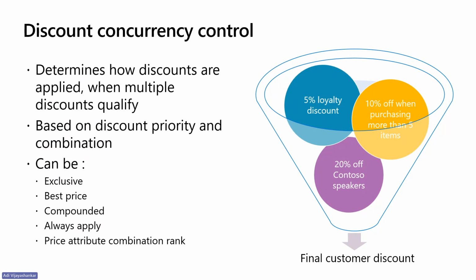Always apply discount ensures that the discount will always be applied, irrespective of other discounts applied. For this reason, these discounts are always applied last in the sequence. Price attribute combination rank discounts don't compete based on the price, but rather based on which discount has the highest rank within a price component code. Where there are multiple discounts at the same price rank, all are applied.